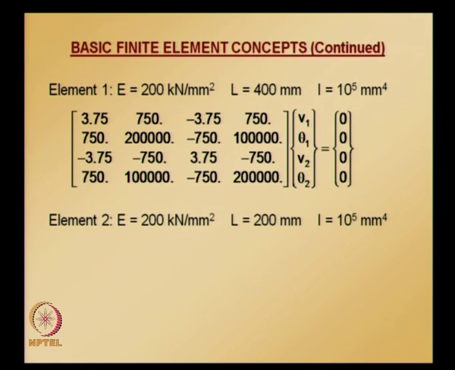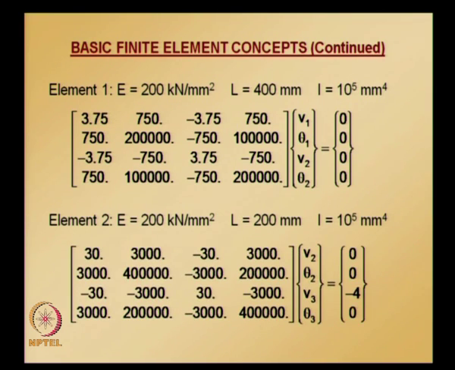So taking these material properties and geometrical properties, the element equations for element 2 are these. Here the global degrees of freedom are directly substituted, V2, theta 2, V3, theta 3, and a 4 kilonewton load is applied in the downward direction at node 3, so -4. Please note that all the quantities here are in kilonewtons and millimeters. Element 1 is connecting nodes 1 and 2, and element 2 is connecting nodes 2 and 3.